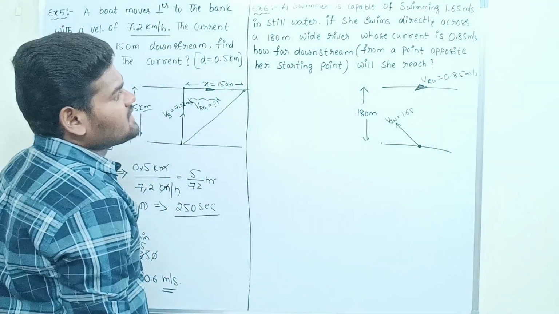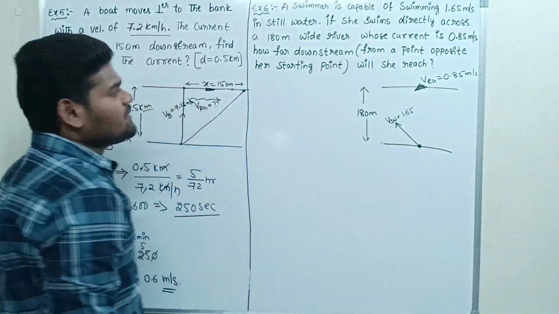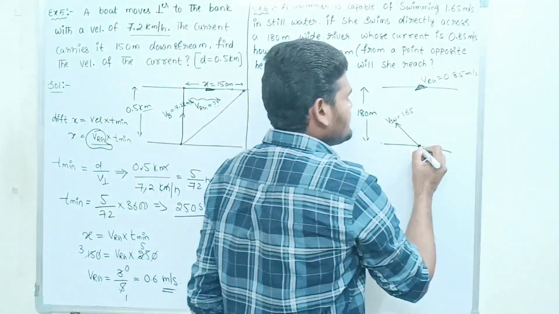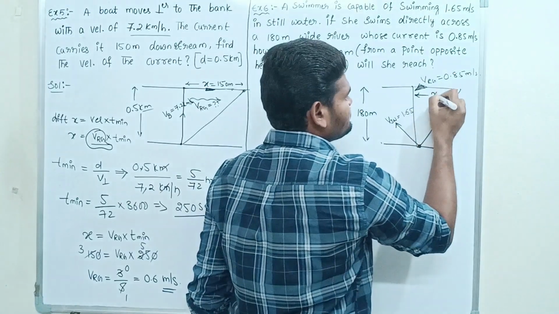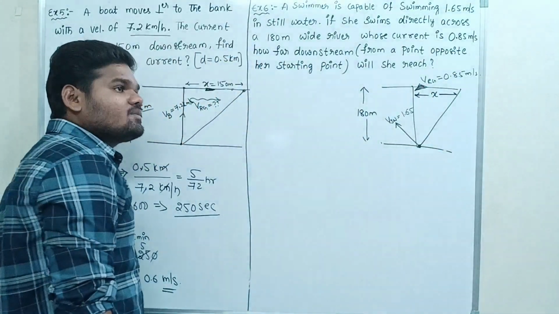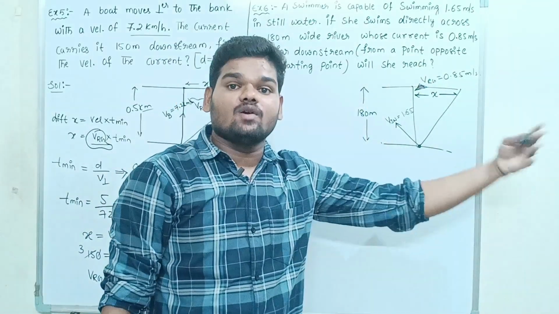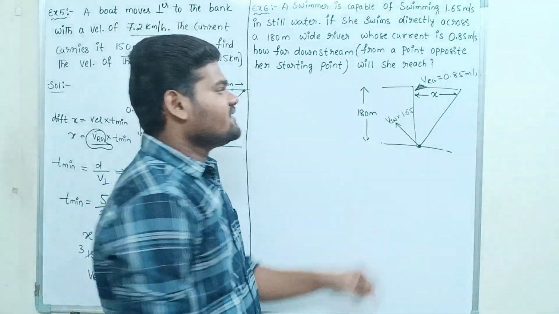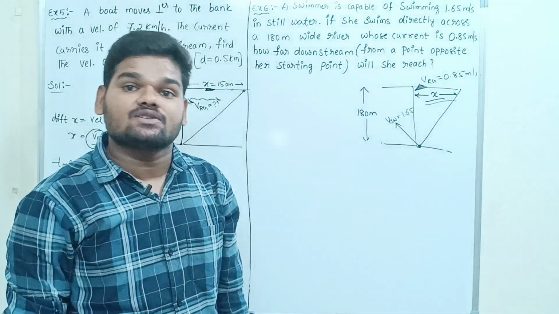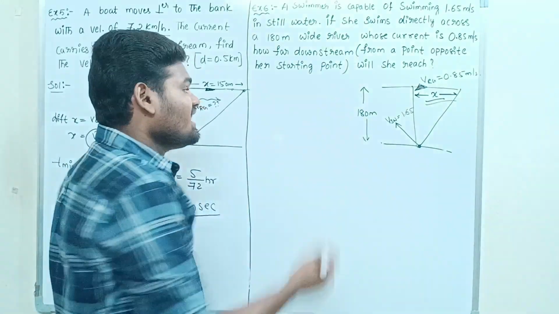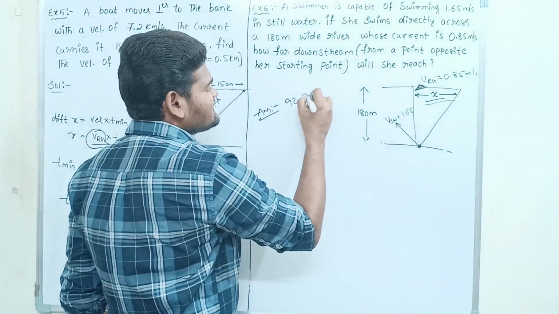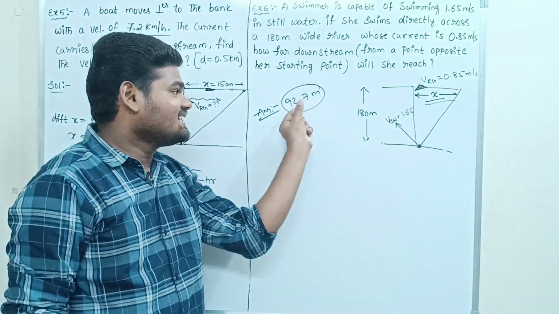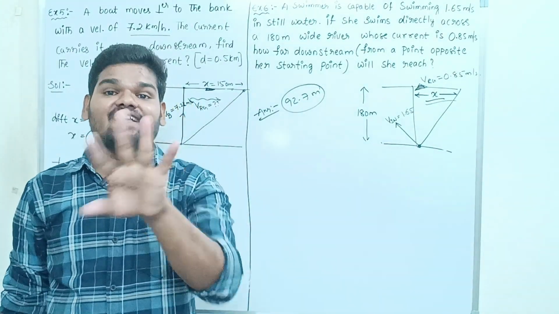How far downstream from a point opposite her starting point will she reach? So what are they asking? How far downstream means they are asking X. Downstream means the object, the boat or the swimmer, is moving in the direction of flow of river, and then the distance is called downstream. We have all the values, so we have to find the drift. X is equal to how much? This is your homework problem, and you will get the answer 92.7 meters. Try the problem and you will get this answer. Then whatever process you followed is correct.